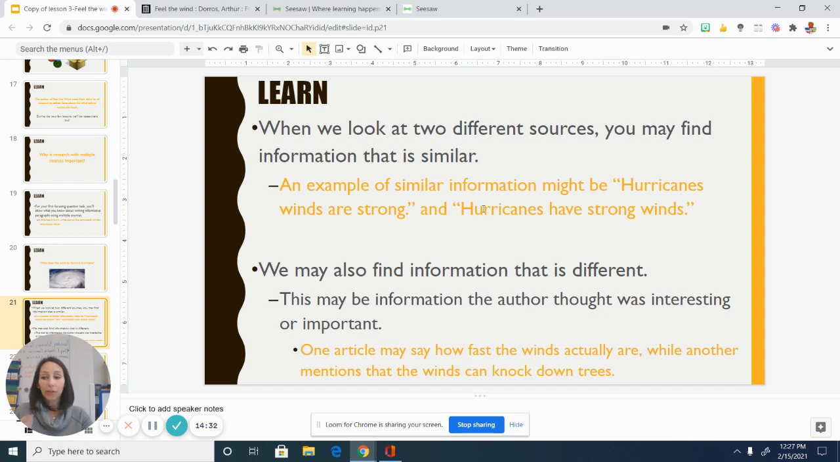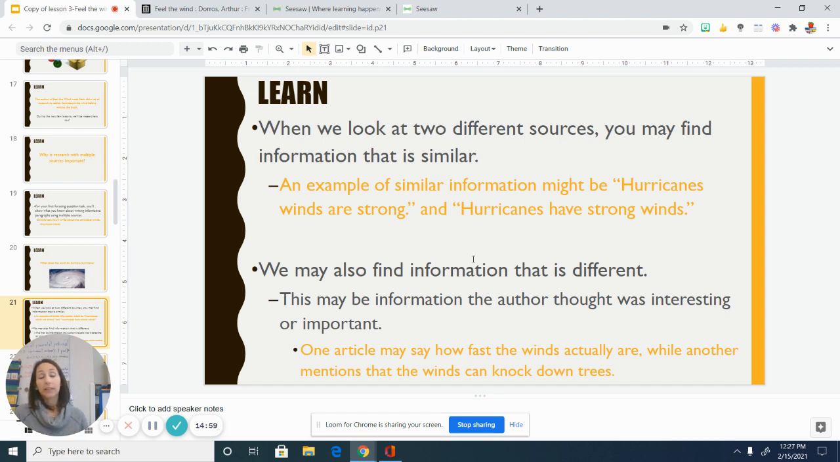So say, for example, you're researching for your writing about hurricanes, and you look at two different sources, and you may find information that is similar, right? You might find that the two different sources say that hurricane winds are strong. They basically say the same thing. Hurricanes have strong winds.